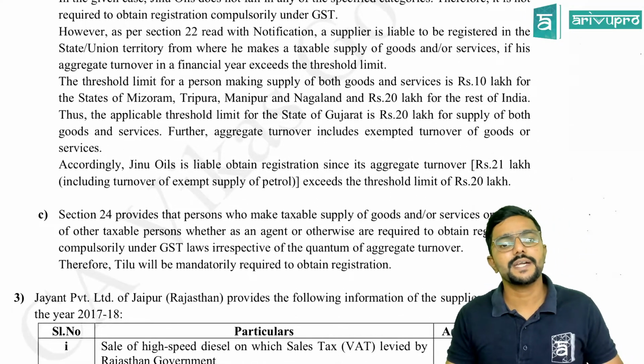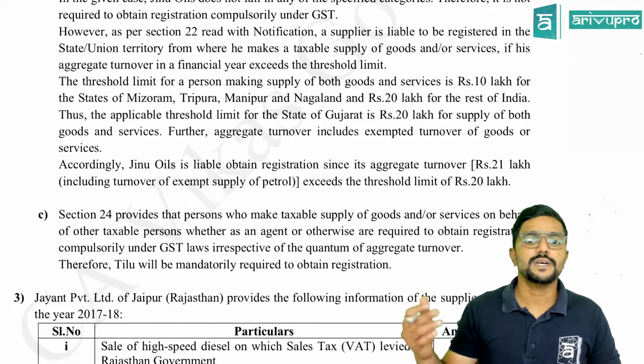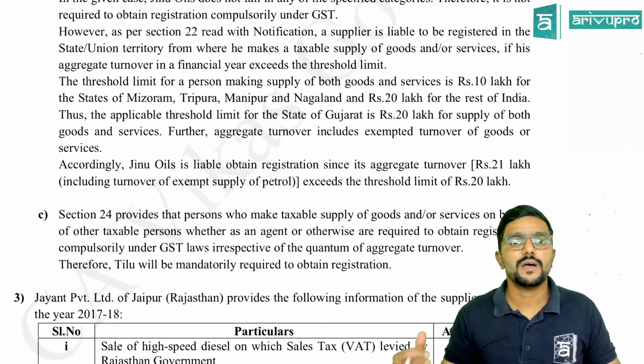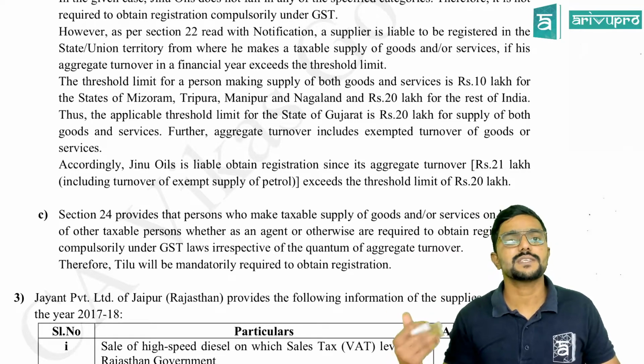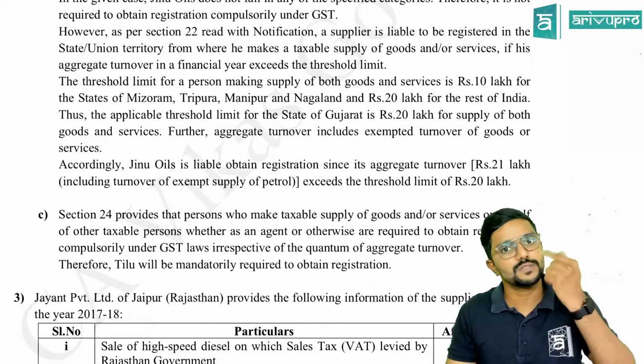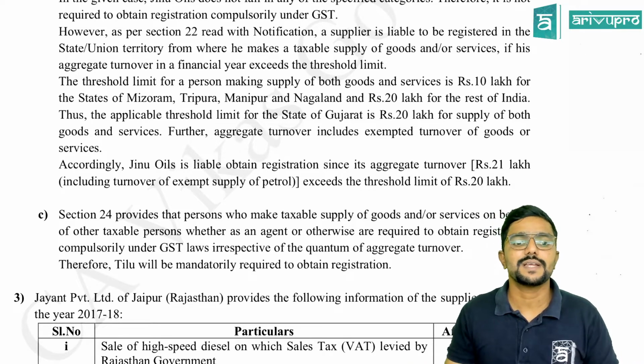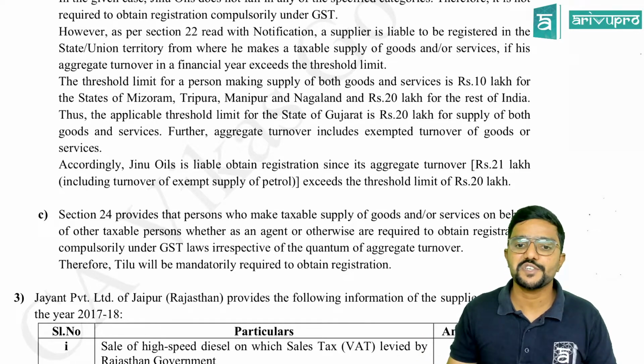Further, aggregate turnover includes exempted turnover also. Okay, so here the petrol, which is a non-taxable item, still it will be included in exempt, because exempt includes non-taxable also. Agree? Yes, sir. So while calculating the turnover, Geno Oils is liable to obtain registration since its aggregate turnover is more than 20 lakh. How did you calculate?